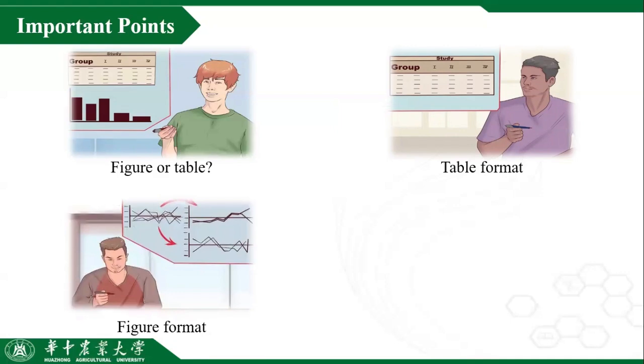Also for figure format, for example, you may draw a figure and then find that it's better to merge this figure with another figure to make it like A, B, C, D. This is one way. For example, if you have many figures, you may merge them, every 4 figures in one figure, or you may keep each one as a figure alone.